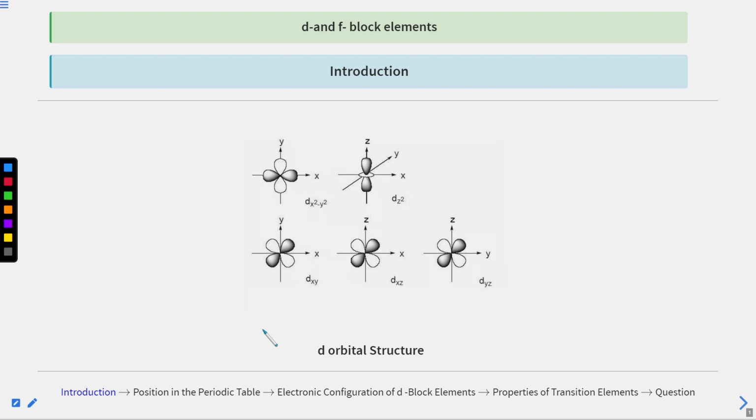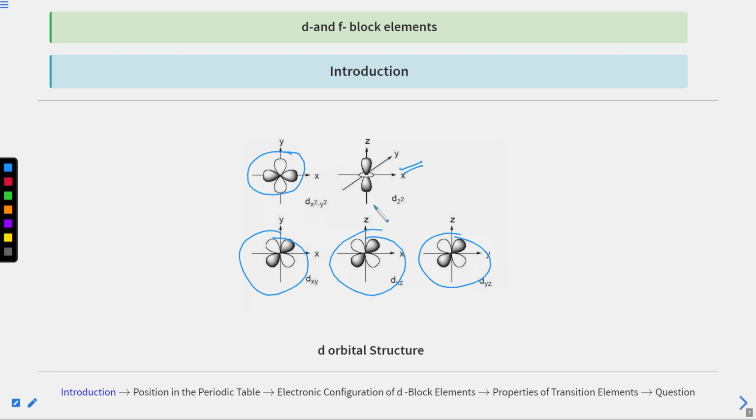If you see here, the shapes of four of the D orbitals are the same. This orbital, this, this, and this, they all have the same shape. But this one has a different shape. So it should be noted here that dz square has a different shape.